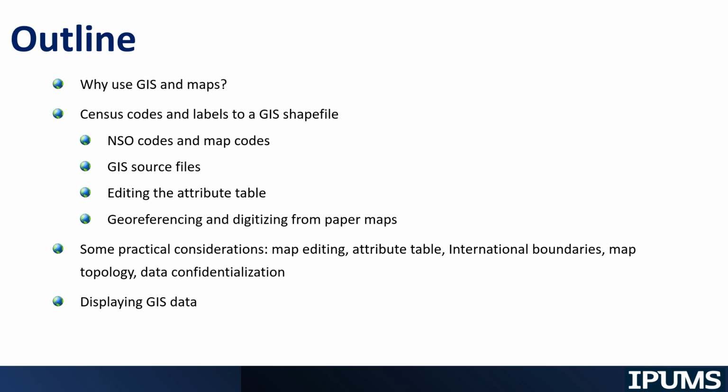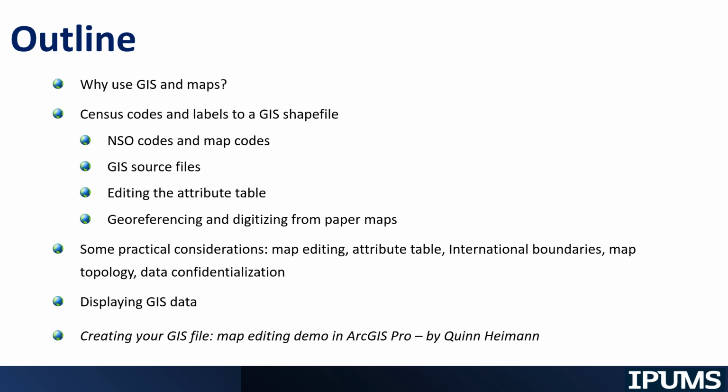So we will go through matching your codes and labels and creating maps, where you would get the maps from, some of the software that you could use, and some of the issues that you need to keep in mind. At the end of my talk, we will also have a demo that has been recorded by my colleague Quinn Hyman. So he will show the demonstration in ArcGIS Pro, and hopefully it will give you some ideas as to how you could make GIS files from the data that you have.